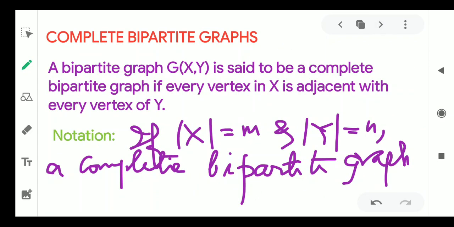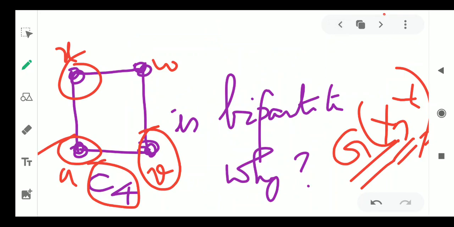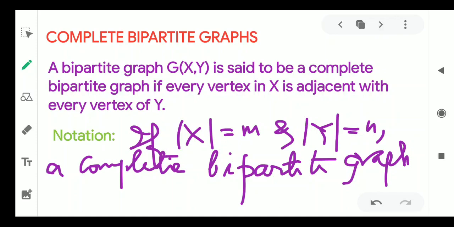Now, complete bipartite graphs, the last one. A bipartite graph G of X, Y is said to be a complete bipartite graph if every vertex in X is adjacent with every vertex of Y. So previously, see here, this is actually a complete bipartite graph. Let me give you one more example, then you will understand. Before that, let me give a notation.